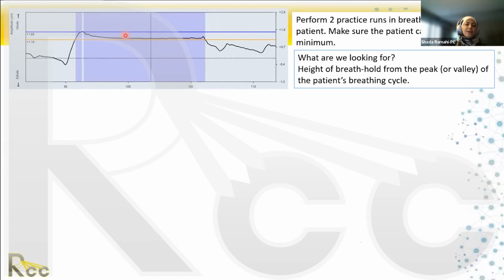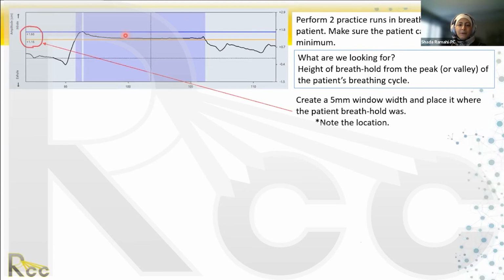The larger the window you have, it means I have larger variation in the lung volume from day to day. So we will not be aligning properly. So you create a 5 millimeter window, and that is the window inside of which the beam will be on. And this is the window also when we do the CT scan.